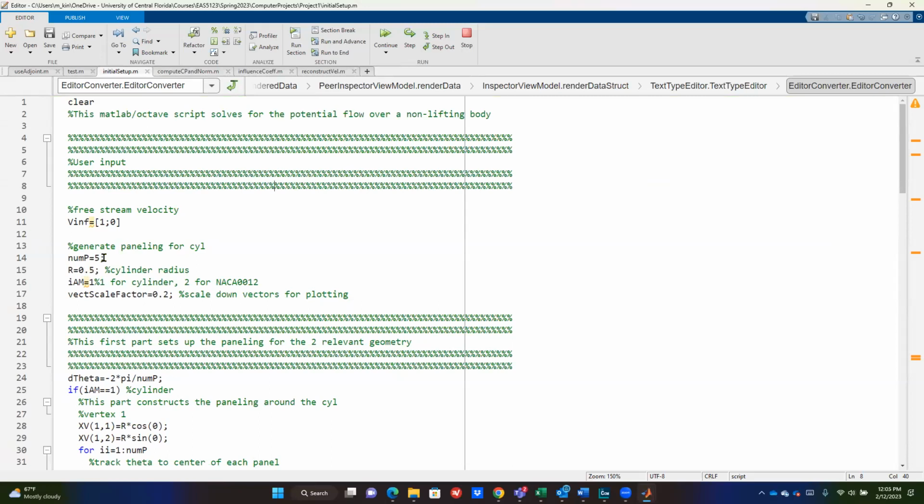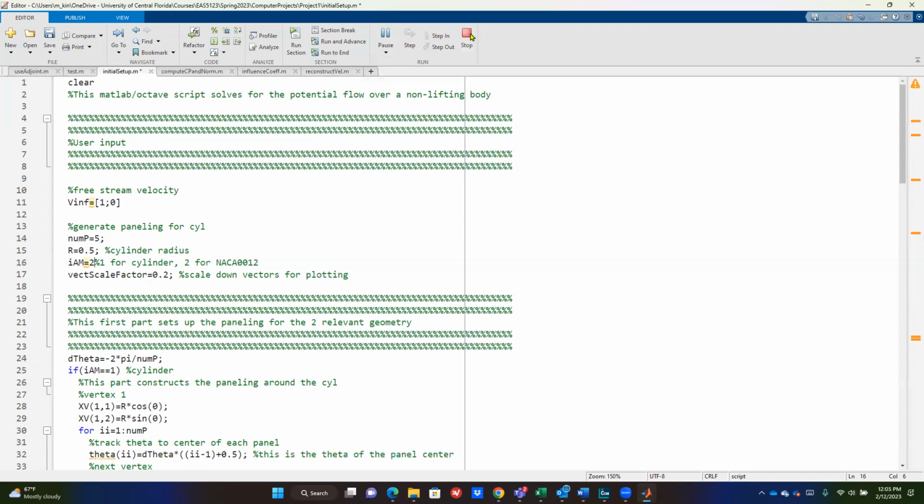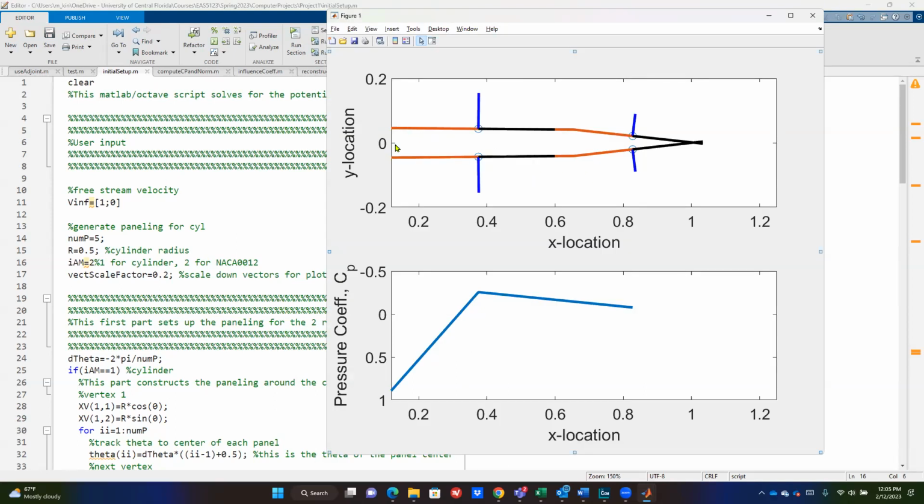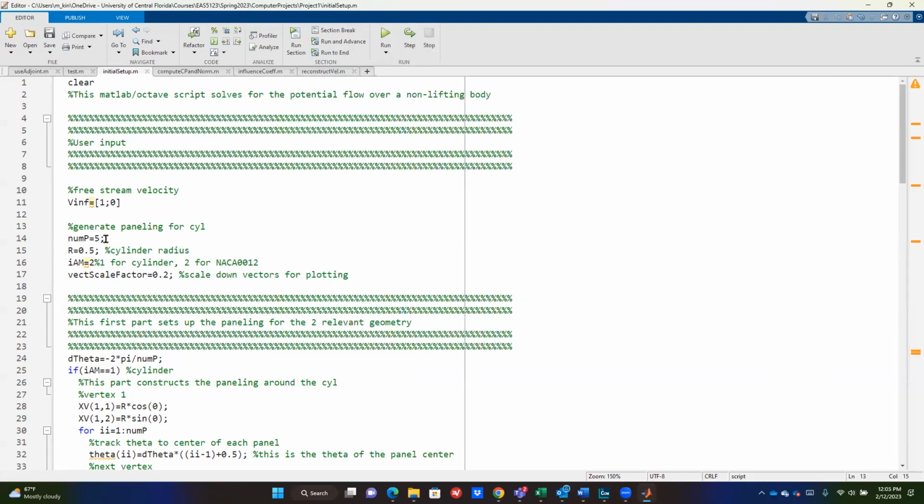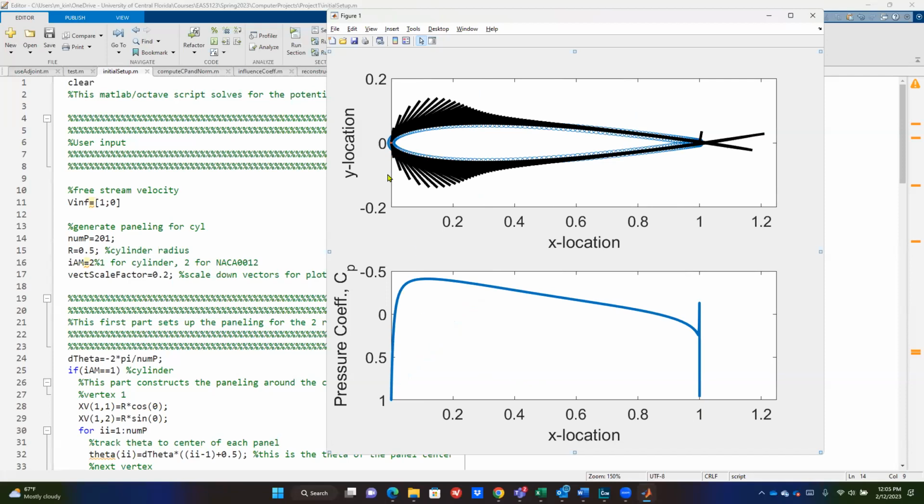The next thing we could do is switch over to an airfoil. When we go to an airfoil, it only has 5 points, so it kind of flattens the leading edge. Go to something like 201 points, and we see we have a very clean looking airfoil and a nice looking pressure distribution. So that's kind of a summary of where we are and how to go through this.